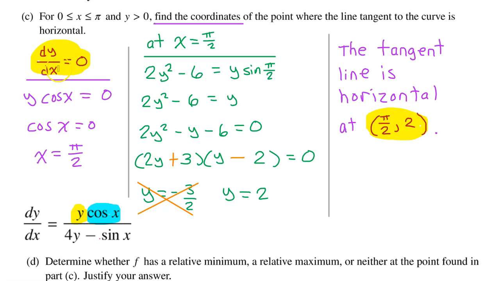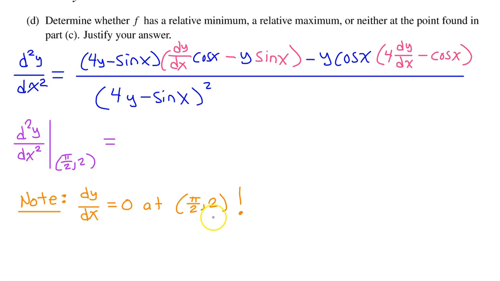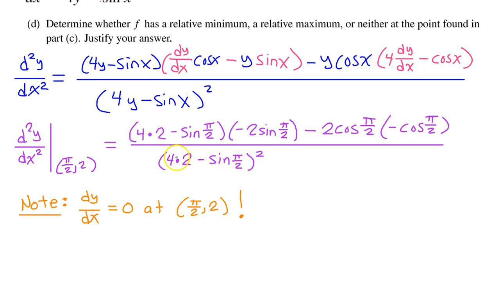It has to. This fact is going to simplify our work quite a bit because any term that has dy/dx in it is going to be 0. So here I have plugged in pi over 2 for all the x's, and I plugged in 2 for all the y's, and I plugged in 0 for dy/dx.